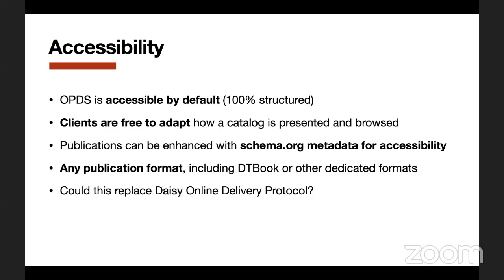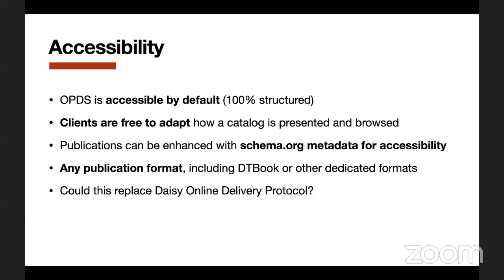And last point, one thing that's also very important with OPDS is that OPDS is pretty much accessible by default. The reason for that is it's only structured information. So I've shown you a very visual example, where you have covers. But the reality is that clients are completely free to adapt how a catalog is presented. So one could imagine browsing an OPDS catalog with a voice assistant or TTS or pretty much anything.